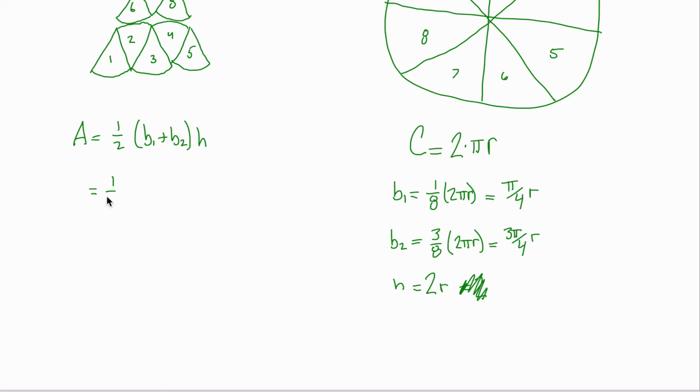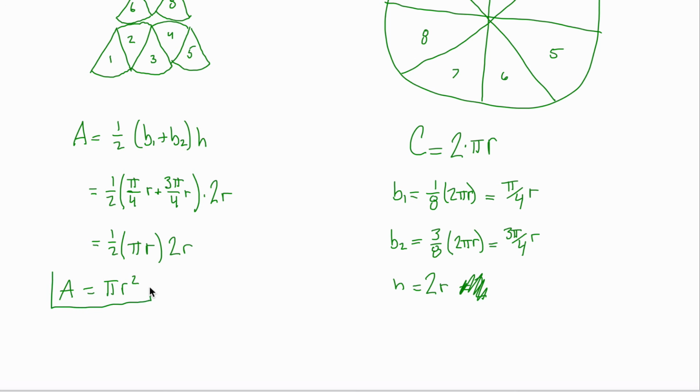So then you come down here and you plug all those things in. You get 1/2 times (pi over 4 times r plus 3 pi over 4 times r) times the height, which is 2 times r. And so what ends up happening is pi over 4 plus 3 pi over 4 is 4 pi over 4, aka pi. So you got pi times r times 2r. The 1/2 times the 2 gives me a 1, and so I get pi r squared, which was the area that I was hoping to prove.